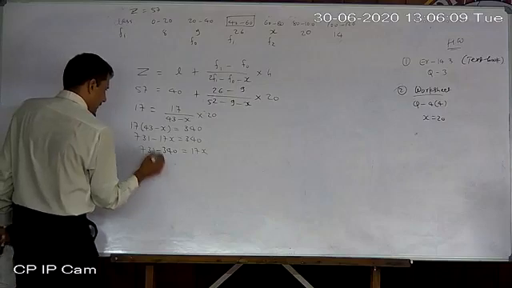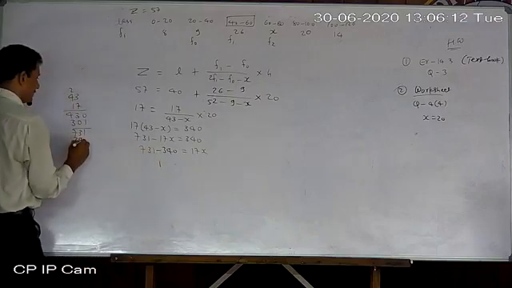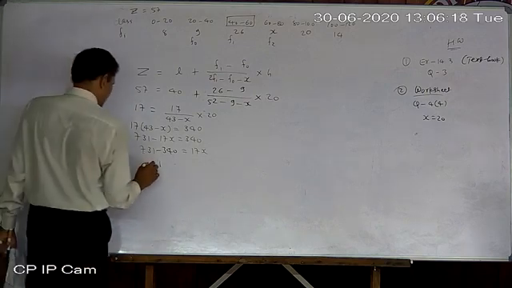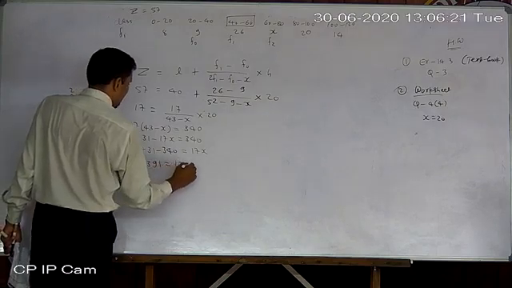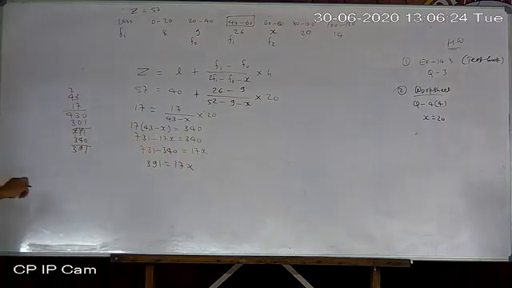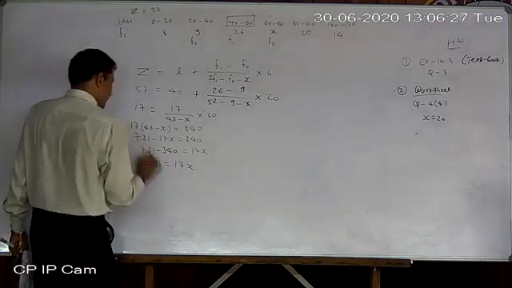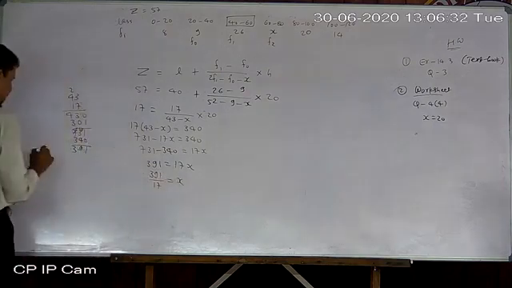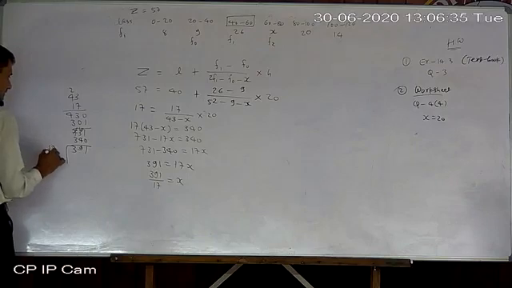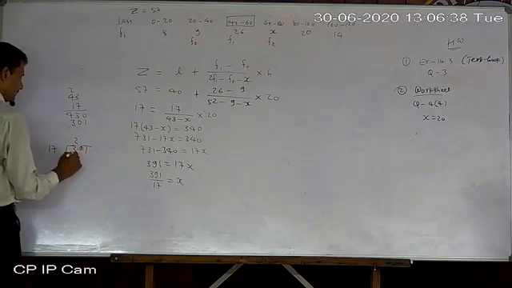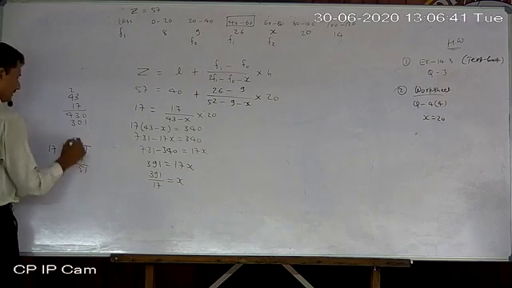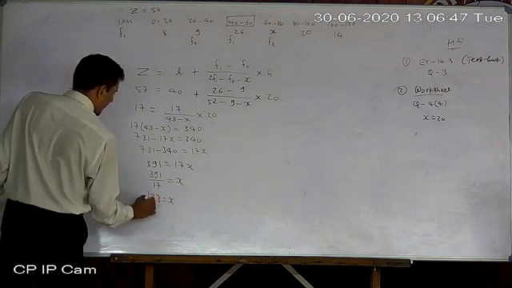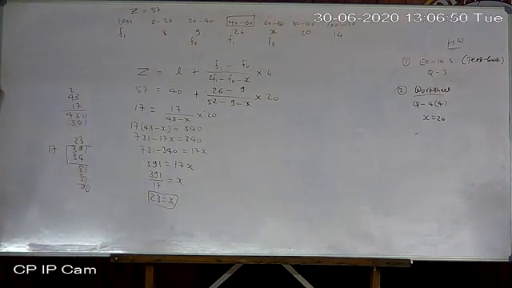Now 731 minus 340: 1 minus 0 is 1, 13 minus 4 is 9, 6 minus 3 is 3. So 391 equals 17x. Now 391 divided by 17: 17 times 23 is 391. So X equals 23. Okay, very simple.